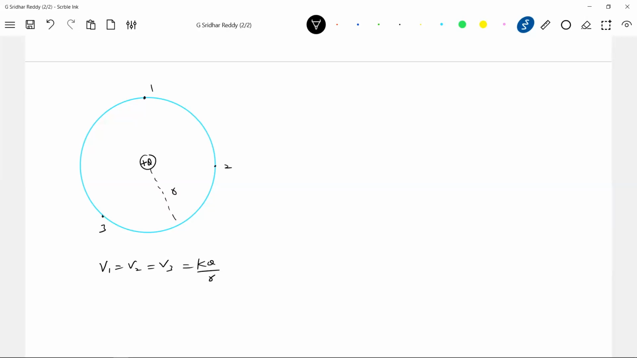What is the work done by the external agent in moving a point charge from 1 to 2? Work done by an external agent in moving a charge from 1 to 2, some test charge. How much work should it do? It should be equal to V2 minus V1. And what is the potential at both the points? It is the same.